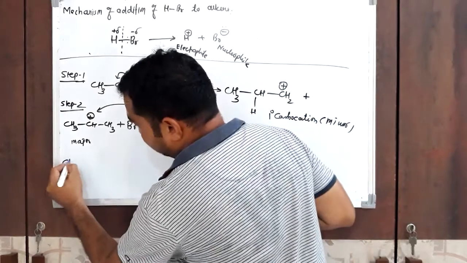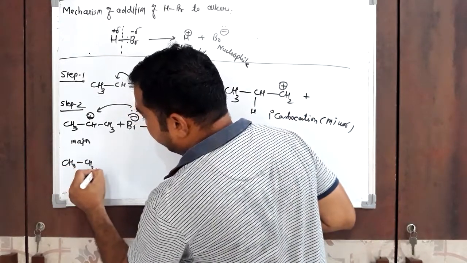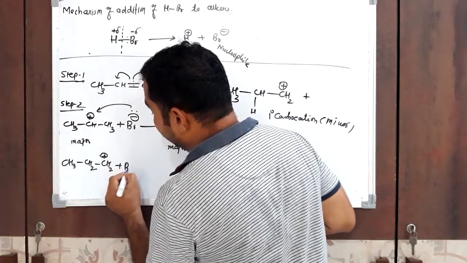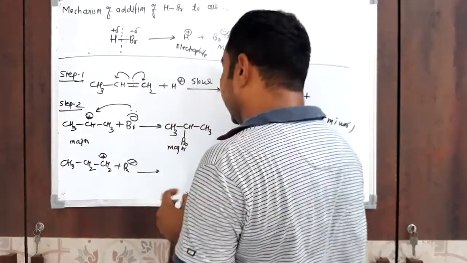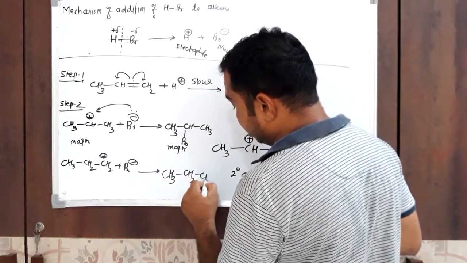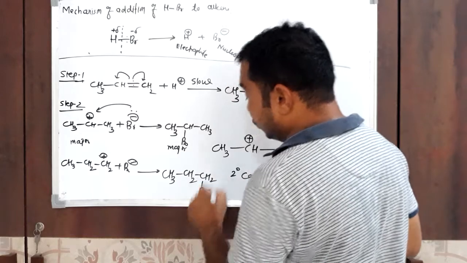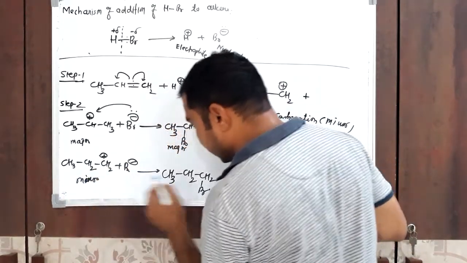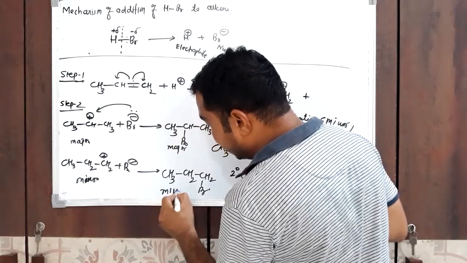Okay, and then the primary carbocation reacts with Br minus, then you will get here 1-bromopropane. Here this is minor, therefore its product is also minor.